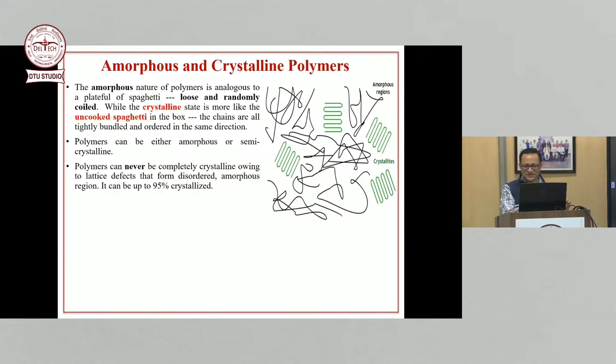Okay, let's read from here. The next few slides are just talking about semi-crystalline and amorphous polymers. The amorphous nature of a polymer is analogous to a plateful of spaghetti, loose and randomly coiled. Crystalline is more like uncooked: chains are tightly bundled and ordered. You can imagine the uncooked part is more ordered and the amorphous part is more random. Polymers can be either amorphous or semi-crystalline. Polymers can never be completely crystalline.